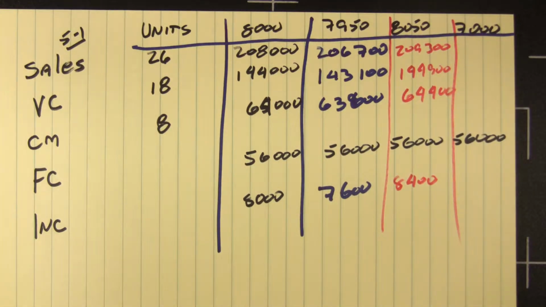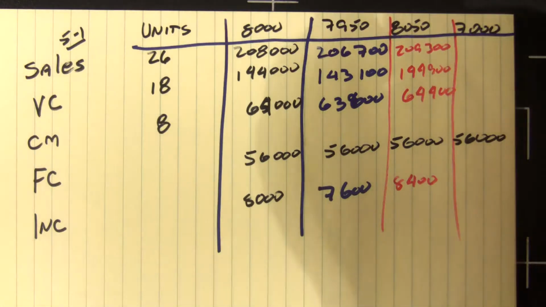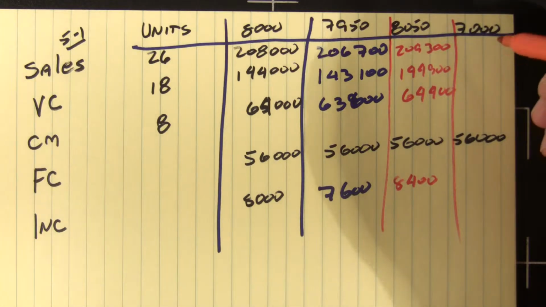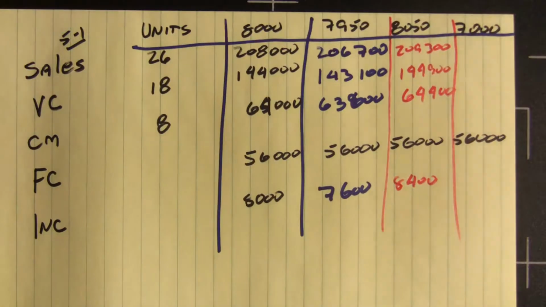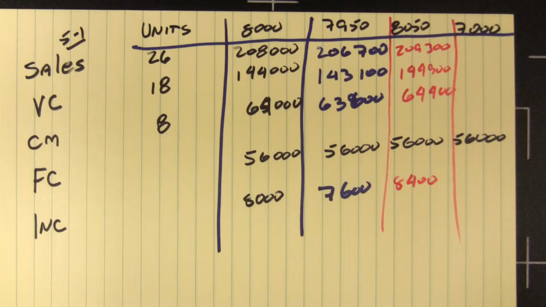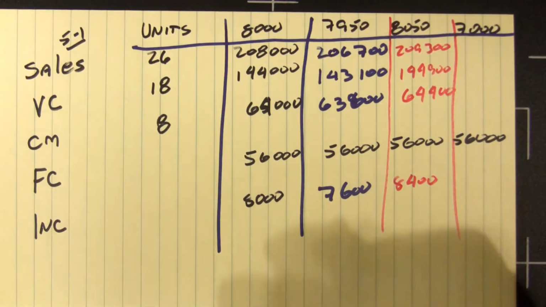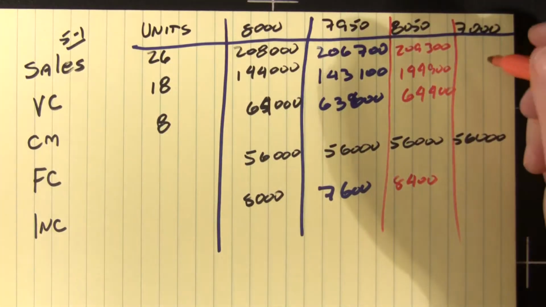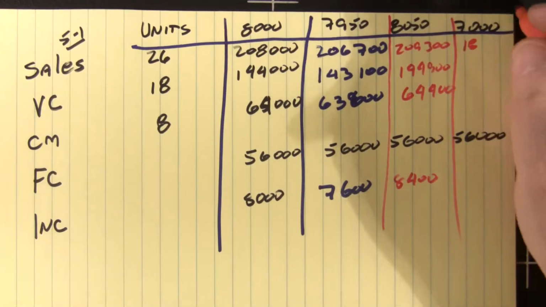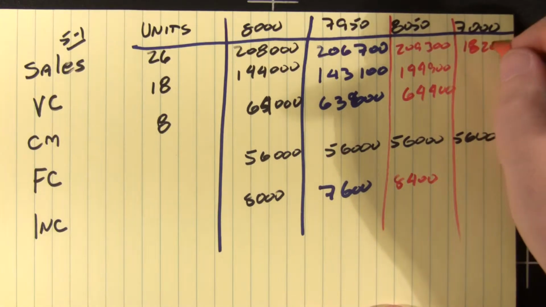And the last one it asks us, it says, what happens if we go to 7,000? What happens if we go downhill quite a bit? Well, let's take a peek. At 7,000, we're going to do the same thing. We're going to do the 7,000 times the $26, the 7,000 times the 18, the 7,000 times the 8. And when we do that, we're going to come up with these numbers. 7,000 times 26 is $182,000.